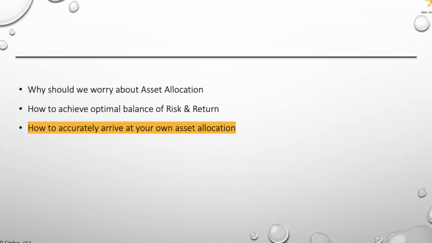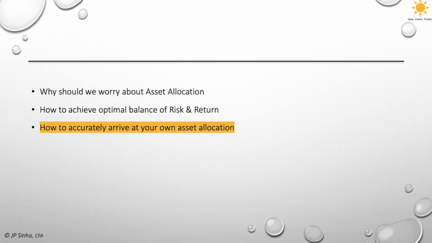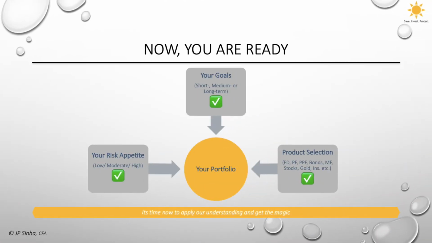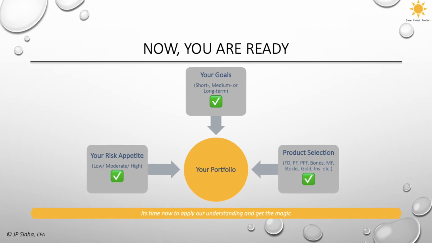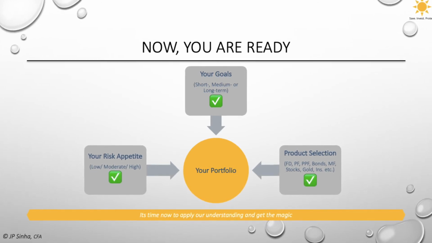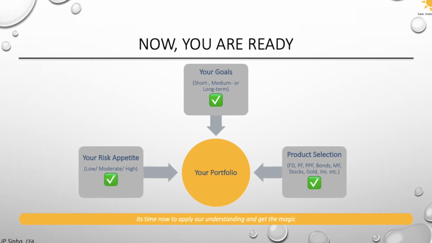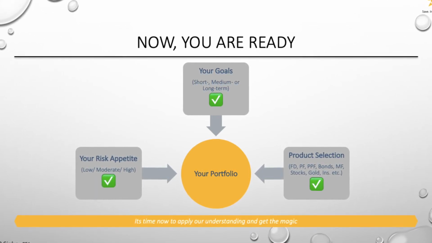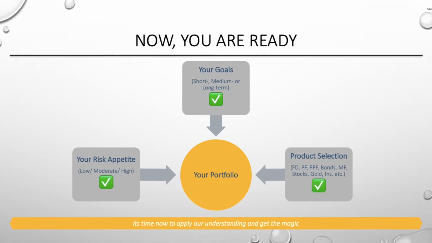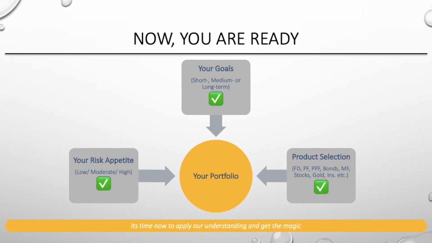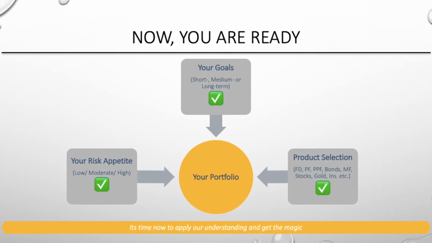Let us now move to the last step of this session. At the end of this second session, now you are familiar with A, your needs and goals, B, your own risk profile, and C, risk of various asset classes and their own dynamics. These are the only requirements to get your asset allocation right.